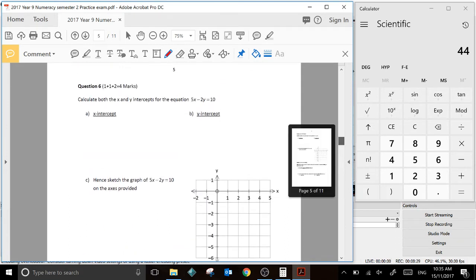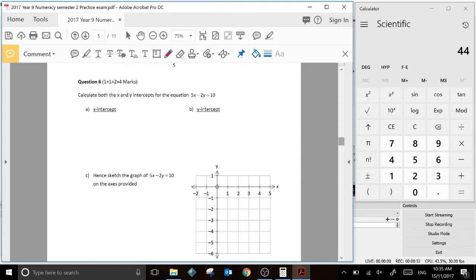Right. Moving on, question 6. Ooh, we lost question 6. Where is it? There it is. Calculate both the x and y intercepts for this equation. Right. Well, the trick to x and y intercepts is to make the other letter equal to 0. So how about we do that?